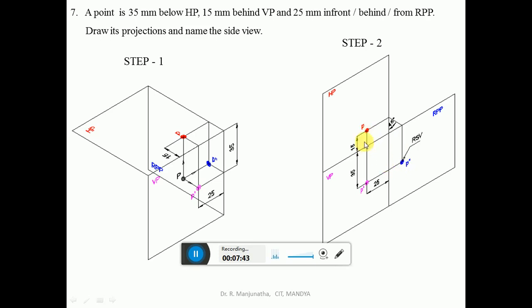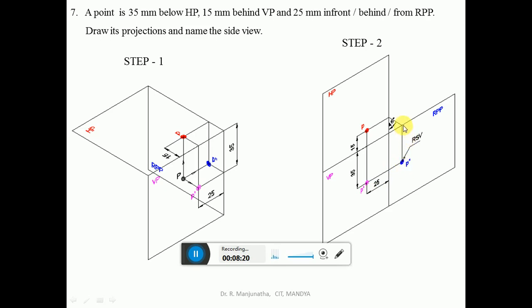Behind VP distance of 15 mm, which is there in the vertical direction, when it is transferred to the end of the horizontal plane, this distance is also 15. When you draw a line which is inclined at 45 degrees, this vertical distance has been transferred into the horizontal distance, which is going to be the distance behind VP. So behind VP is here and below HP is here, but we want that distance to be transferred till here. So you are projecting it down so that this line is going to intersect the horizontal projector from P dash at this point.